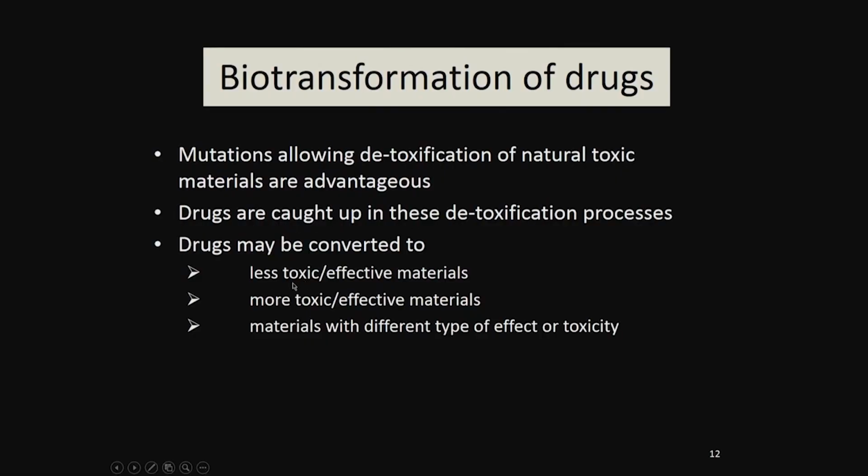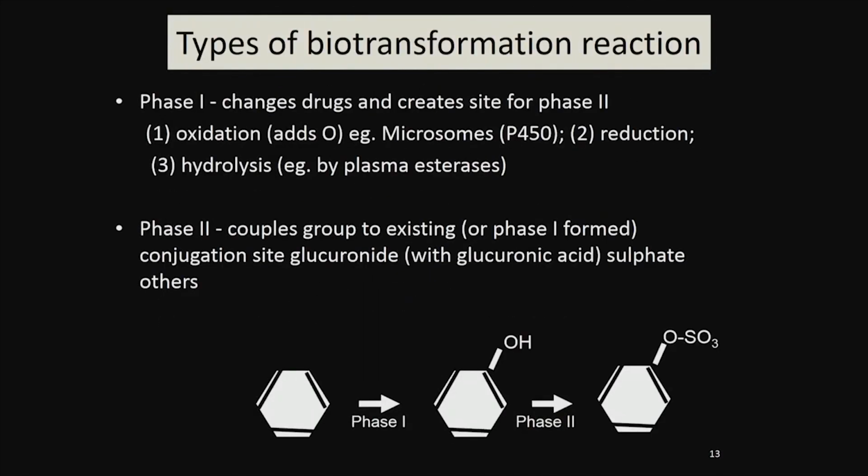So the drugs may be converted to a less toxic effective material, a more toxic effective material, or materials with different types of effect or toxicity. For example, some drugs may get biotransformed and they may have some hepatotoxicity. Okay. So biotransformation is very important, one needs to look at. There are two phases of biotransformation, phase 1, phase 2. So the drug changes and creates a site for phase 2.